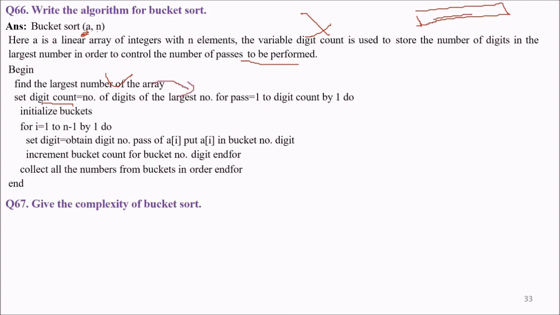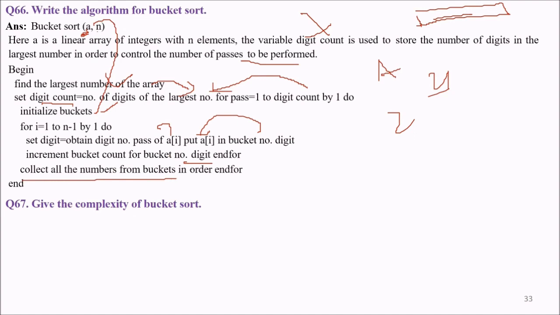Then for pass 1 to digit count, which we have already computed, we initialize the buckets from A to Z, that is 26, and for i equal to 1 to n minus 1, we obtain the digit number for pass of A[i], put A[i] into that bucket number, and increment the bucket count for bucket number digit. Then we collect all the numbers from the buckets in order. This is the bucket sort.